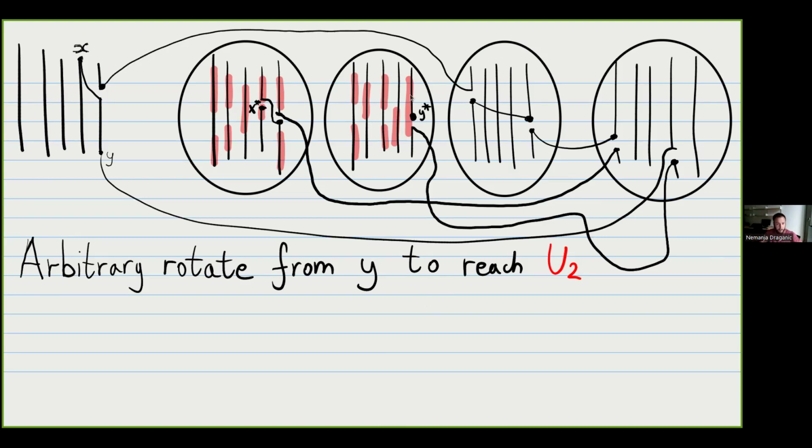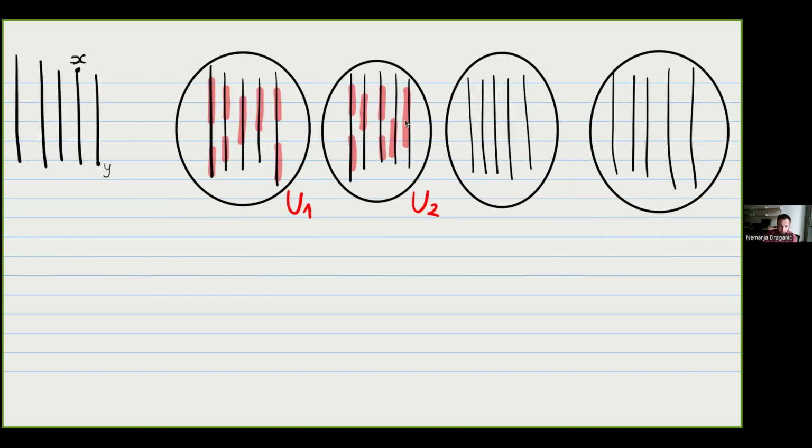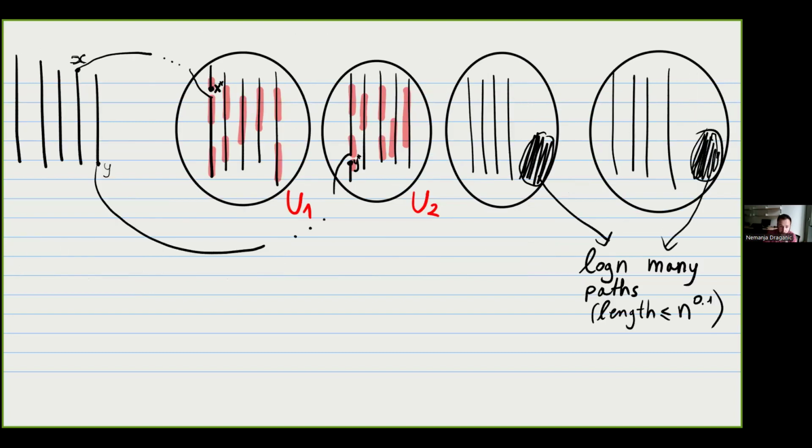So I use K rotations, so the only endpoints that change are X and Y, which are killed. I got X star and Y star. Just to simplify the picture a bit, I did some rotations and I got to X star and Y star.